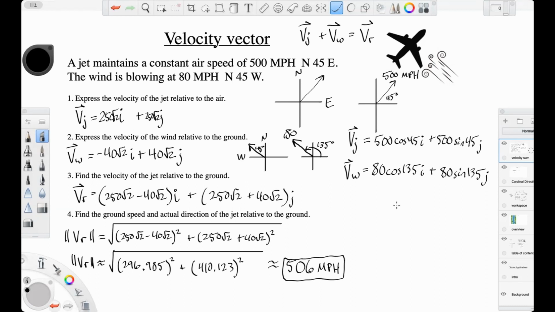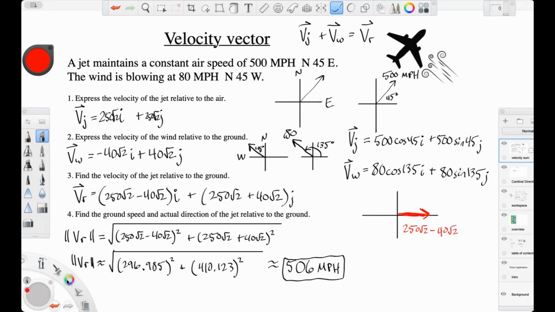And when I sketch this, I don't have to be super accurate, or I should say I want to be accurate, I don't have to be super precise. So what that means is when I sketch this vector, I just want to know, am I going to end up being a positive number or a negative number? Since I ran the calculation down here, I know that i is going to be a positive number. So I'm going to sketch it going to the right. And if I wanted to label it, I would just label it 250 root 2 minus 40 root 2.